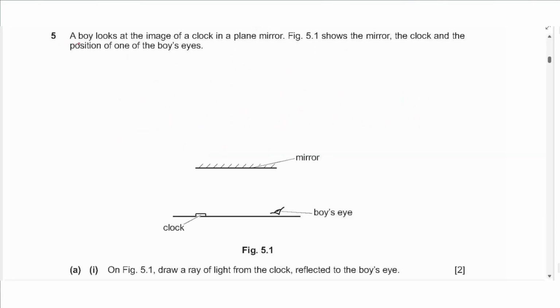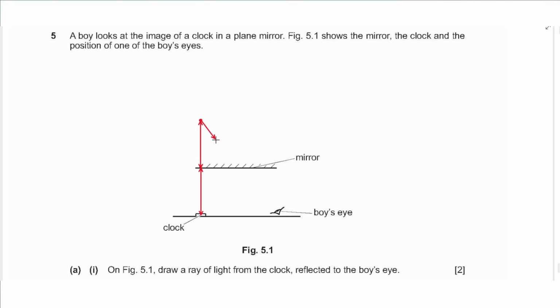The next question says a boy looks at the image of a clock in a plane mirror. Figure 5.1 shows the mirror, the clock, and the position of one of the boy's eyes. On figure 5.1, draw a ray of light from the clock reflected to the boy's eye. So at first we can use the distance from the clock to the mirror, and we can say that this distance is the same as from the mirror to the image of the clock. So we would use a ruler to measure that distance and mark the position of the image.